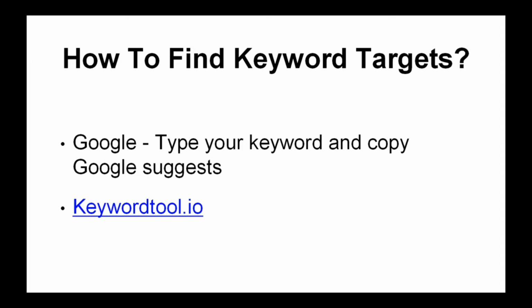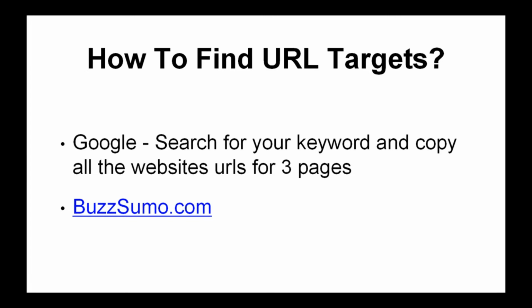Another way to get keywords is to use keywordtool.io, and it's a free tool that gives you keyword suggestions. So what you need to do is type your keyword and the site will give you many suggestions. Copy them and save them in the text file that you created for Google Suggests. What you need to do now is just copy all the keywords in your text file and paste them on your PPV provider.